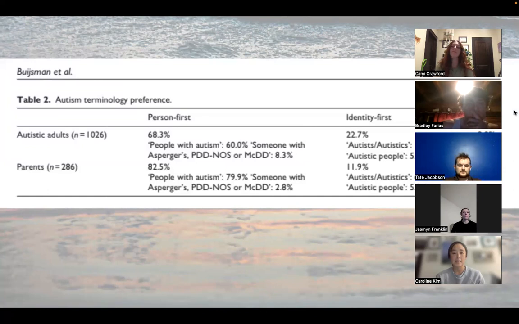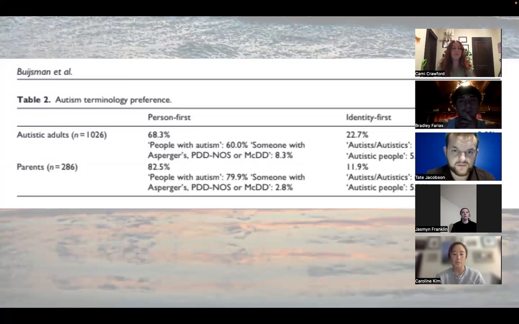This is a table from the Buisman et al. 2022 article, which shows that person-first language was most preferred.